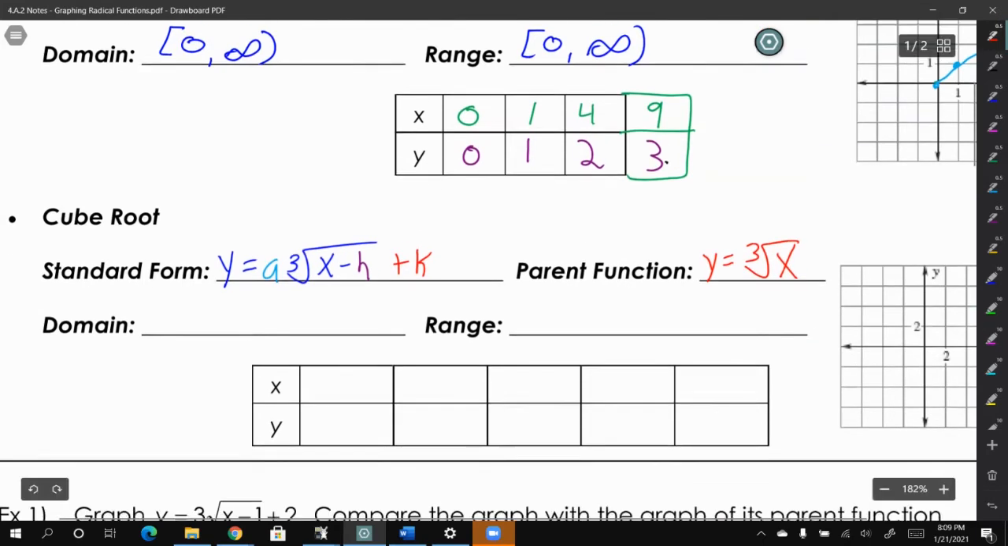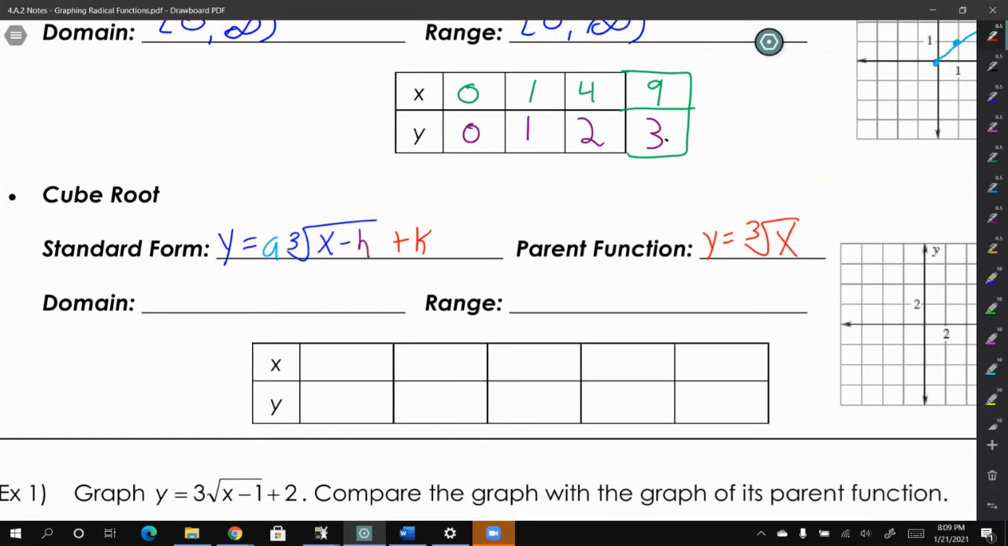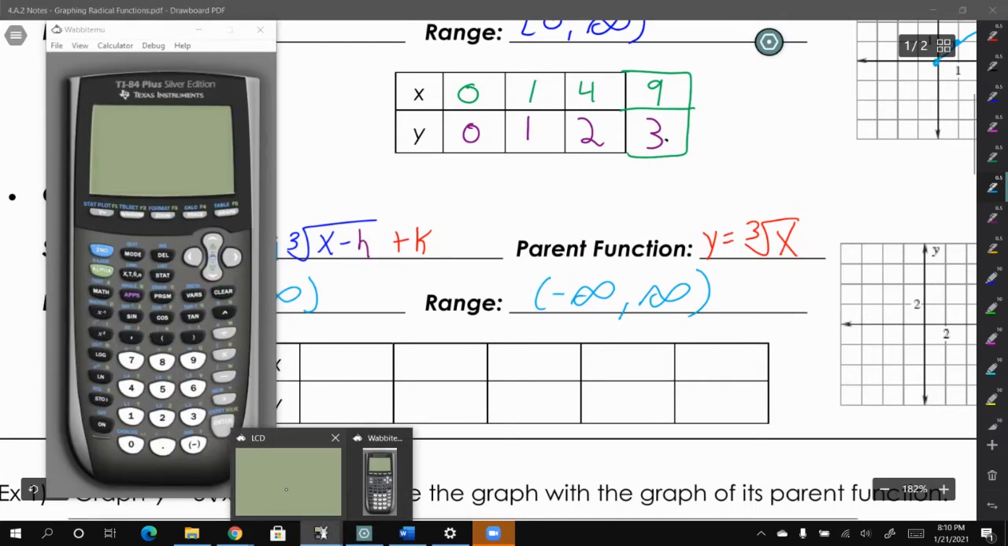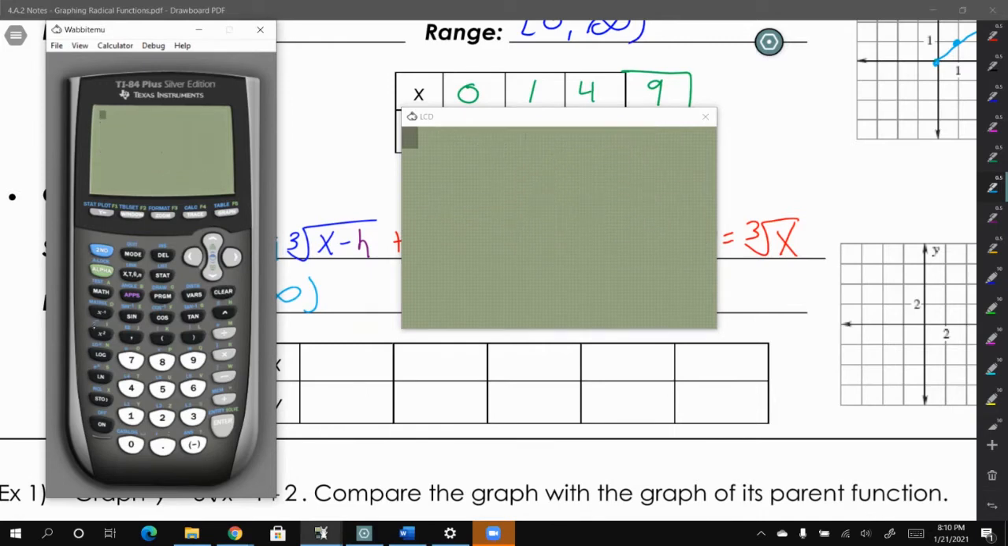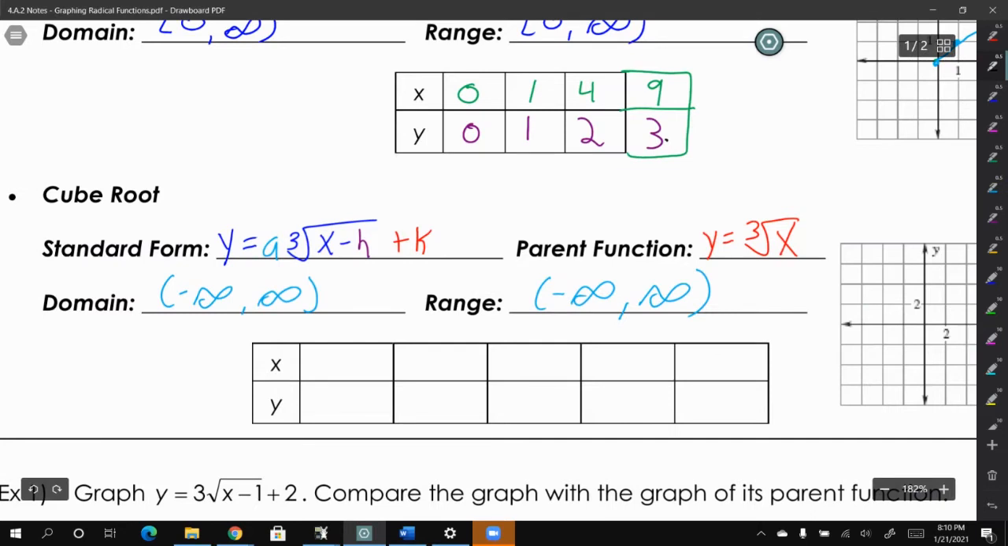Now, the domain and range of a cube root function for both of these is going to be negative infinity to infinity, because you can take the third root of a negative number. Watch, I'll get my calculator out, and I could do the third root of negative 8, and I get negative 2. So yes, I can take the third root, or cube root, of a negative number, and I can also get a negative answer.